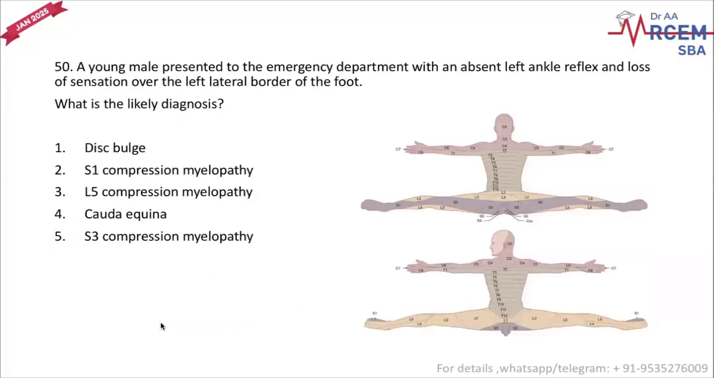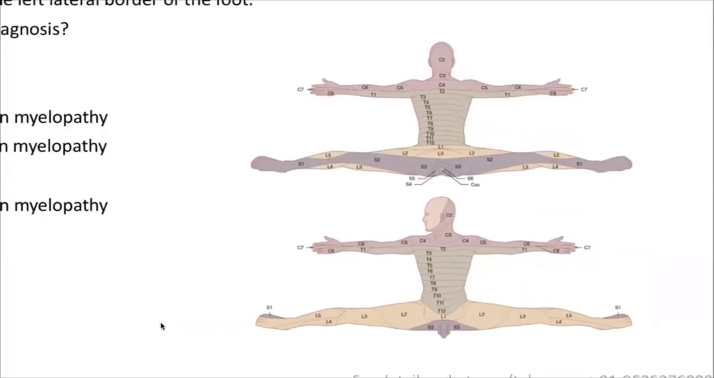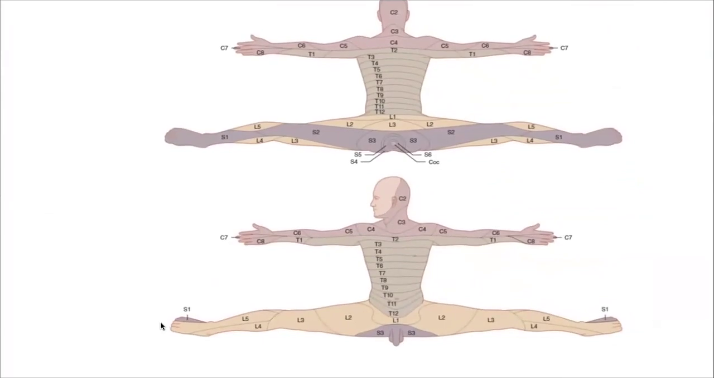A young male presents to the MS department with an absent ankle reflex and loss of sensation over the lateral border of the foot. What is the likely diagnosis? Which nerve is involved? Basically, what you need to suspect here. Lateral part of the foot.